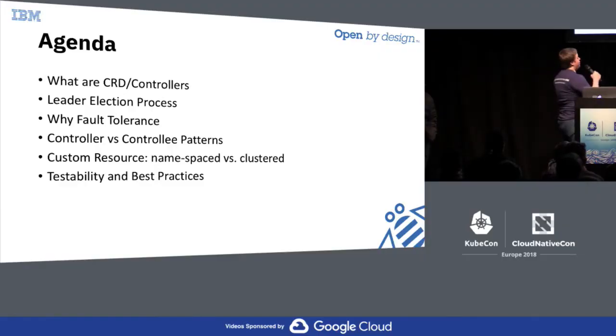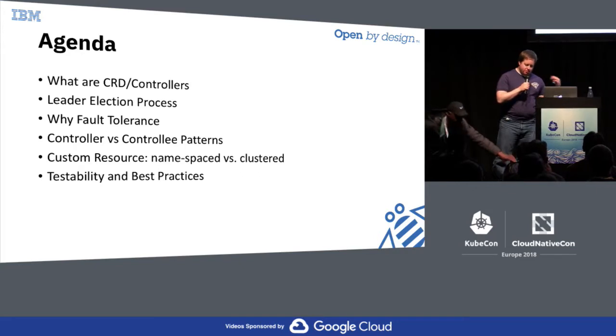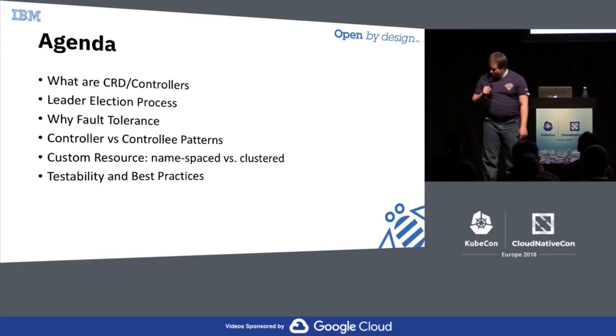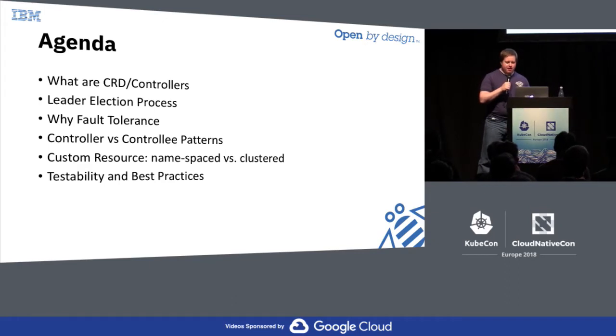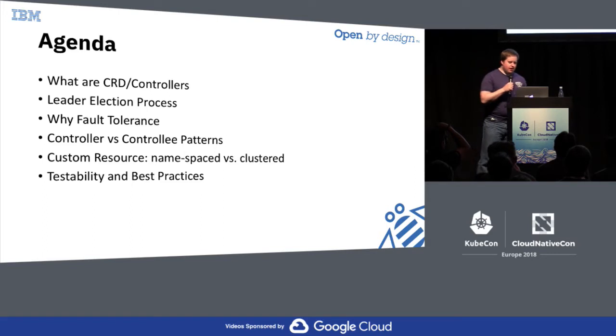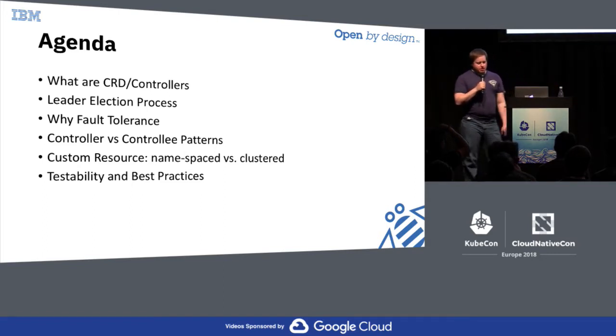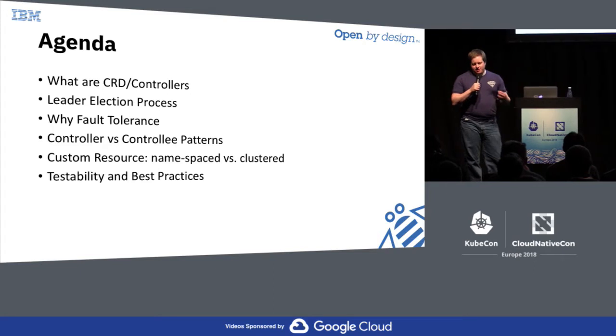So let's begin. We're going to go over what CRDs are, how they're basically like standard API objects, and why you need a controller to perform actions. An important part of the fault-tolerant bit is the leader election process, and why you want your stuff to be fault-tolerant in general.